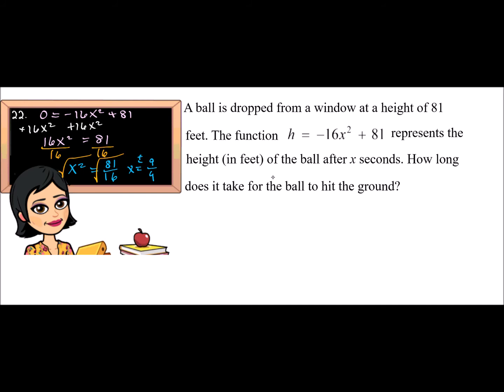However, can we have negative time? And we're going to say that's a no. We can't have negative time. So we will only have positive 2 and 25 hundredths of a second. We're talking seconds.